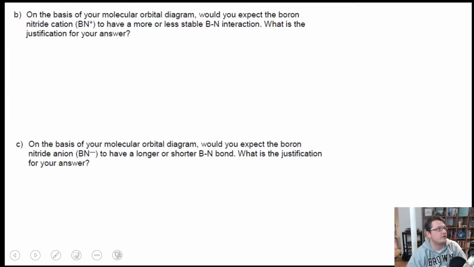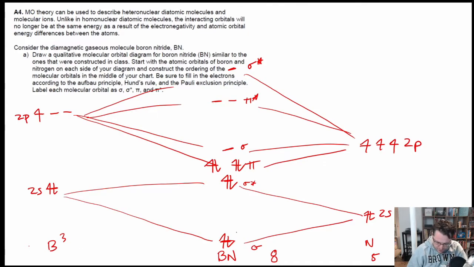The next question in the series is: on the basis of your MO diagram, would you expect the boron nitride cation to have a more or less stable BN interaction? What is the justification for our answer? If we're going to form the cation, that means we're going to have 1 less electron. So if we go back and calculate the bond order of BN in this case, we have 1, 2, 3, 4, 5, 6 electrons in the bonding orbitals.